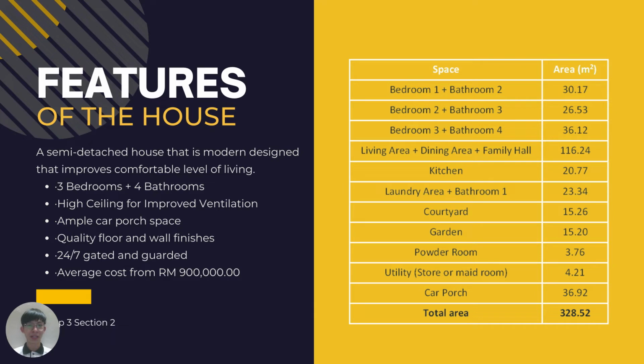There is also ample car porch space. Of course, the house has quality floor and wall finish. Also, there is 24 hour security operation to keep you and your family safer in a 328 square meter big house. With everything I said above, it only costs 900,000 ringgit Malaysia. Considering the inflation rate nowadays, I don't think you can call this an unworthy deal.